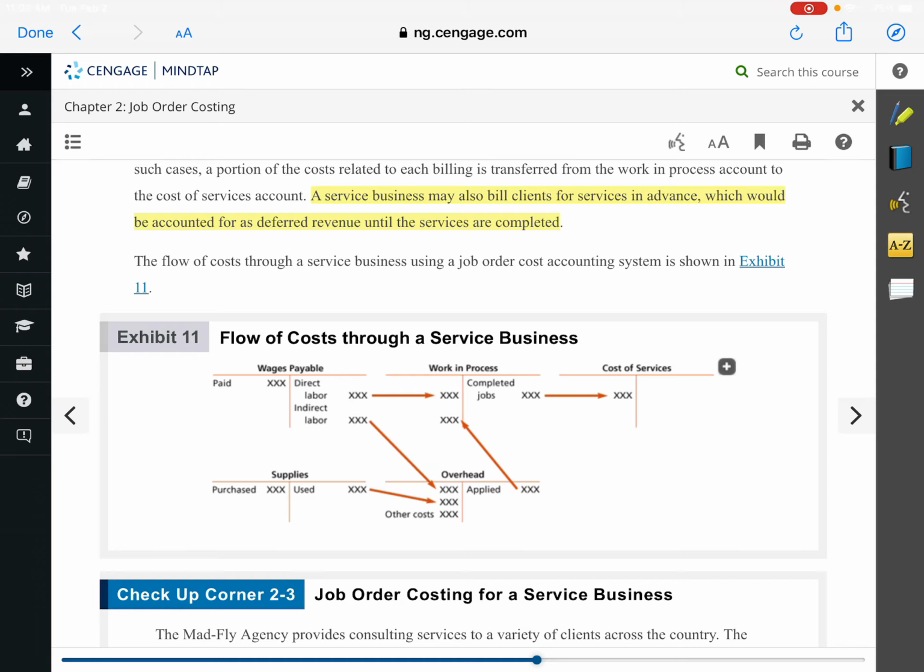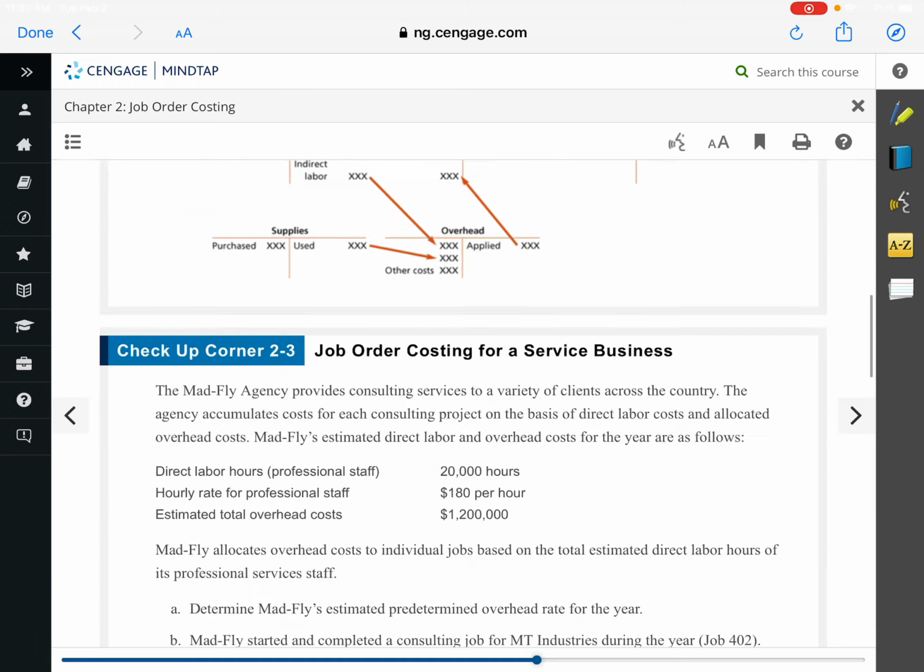Now, if that happened, how would we treat that payment from them? It'd be deferred revenue until we actually complete their return. Okay. And deferred revenue is a liability. Okay.